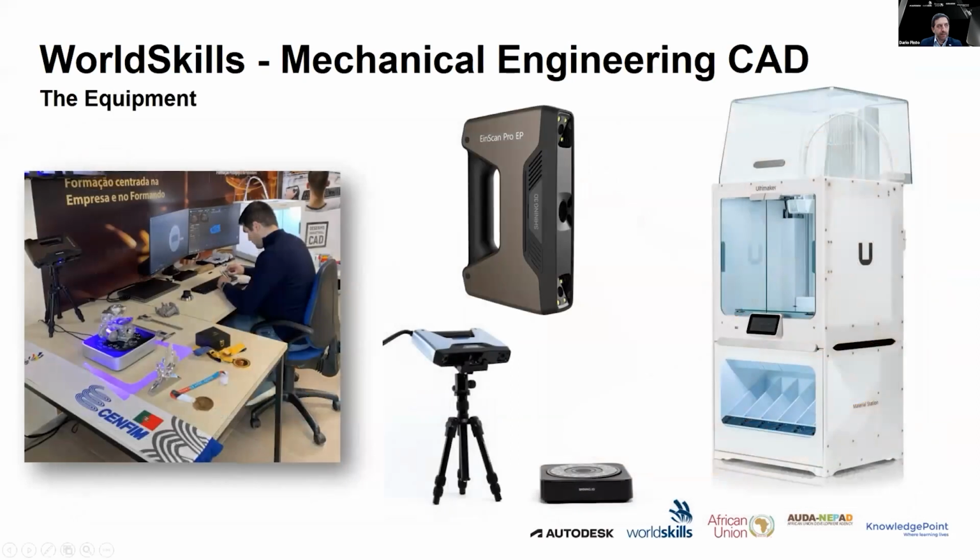This is the equipment that we use. This is a small example of a competitor using the software, the 3D scanner and the 3D printer. These are some brands that are supporting our competition. So we have our sponsors, and those sponsors we can introduce to all countries for them to be a partner of your own country and support your competition locally or at Africa Skills or at any other level of the competition.